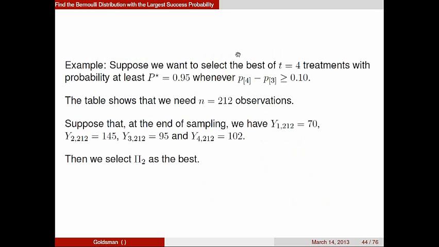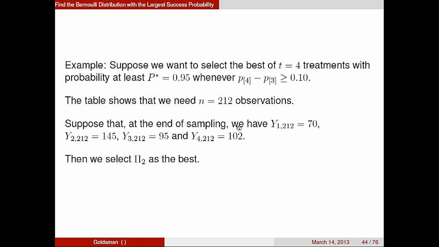Here's an example. Suppose I want to select the best of T equals 4 treatments with probability of correct selection at least 0.95 whenever the difference is at least 0.1. So now I don't know this difference, but what I'm saying is if the difference happened to be 0.1 or more, I really, really want to get the right one because it's going to kill people if I don't. So I go to the table. You just read the table. I could go backwards, but I'm not. And it says take 212 observations.